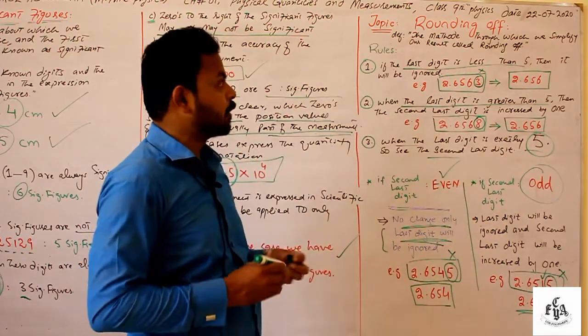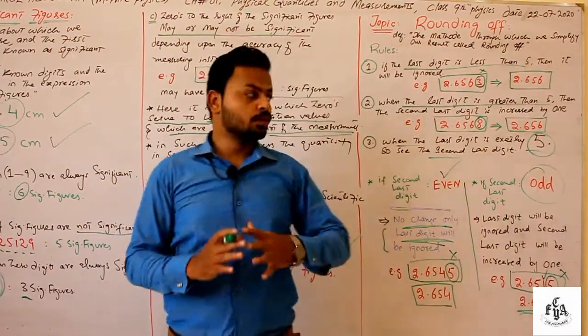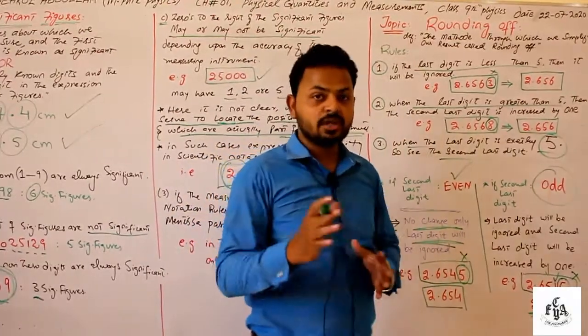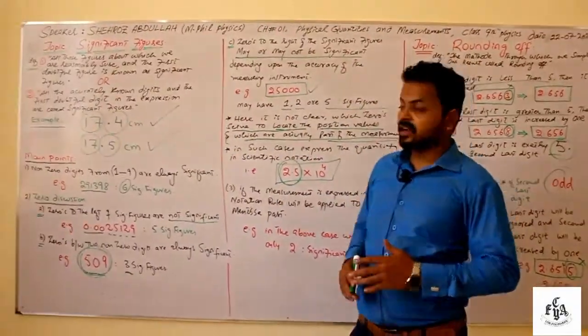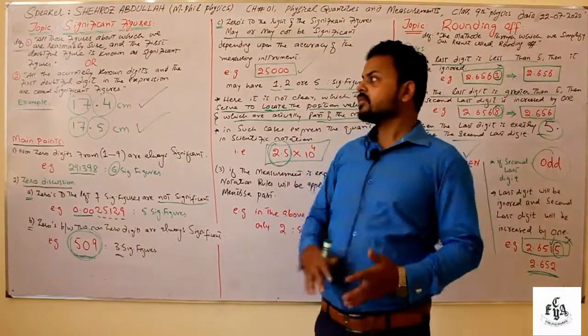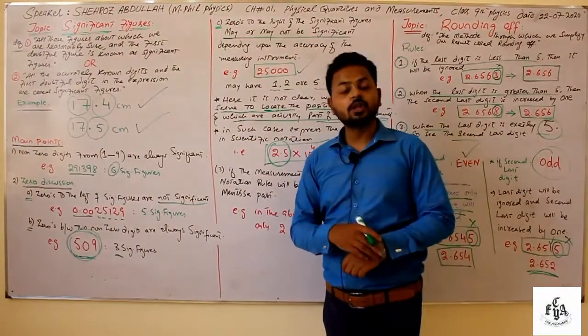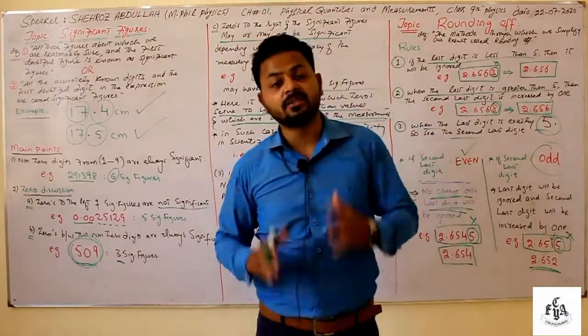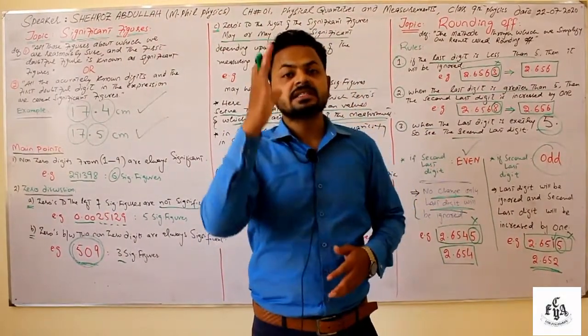So this was all about rounding off. Done? So today we have discussed 2 lectures, significant figures and rounding off. Let me summarize today's work once again. What is significant figures? All those figures about which we are reasonably sure, and the first doubtful figure, is known as significant figures.